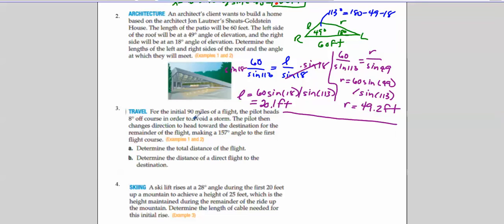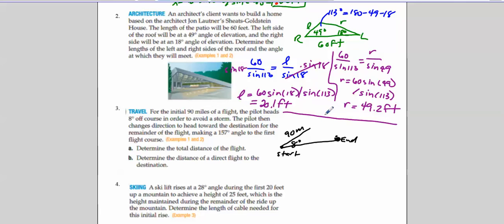Alright, for the initial 90 miles of a flight, the pilot heads 8 degrees off course in order to avoid a storm. So let's see, we have a start, and we have an end, and this would be your direct path. Oops. If I move my end over, that would be a direct path. Alright, but you actually go 8 degrees off course because you're trying to avoid a storm. So let's go like that, and there's your 8 degrees in here. And that's the first 90 miles of the flight.